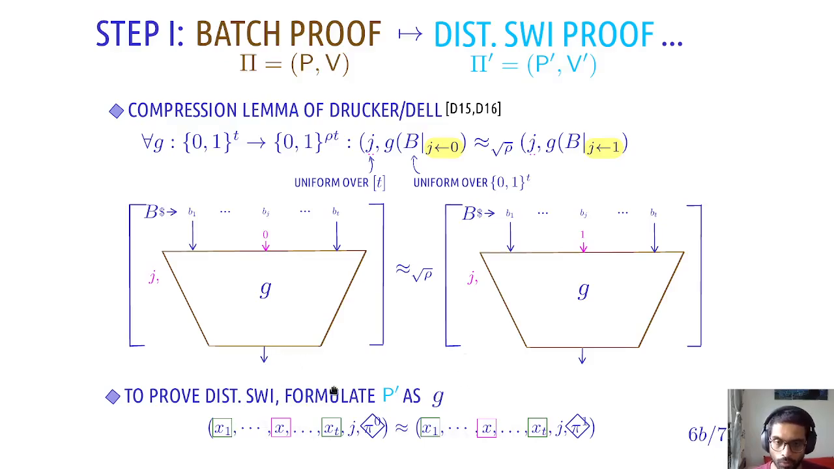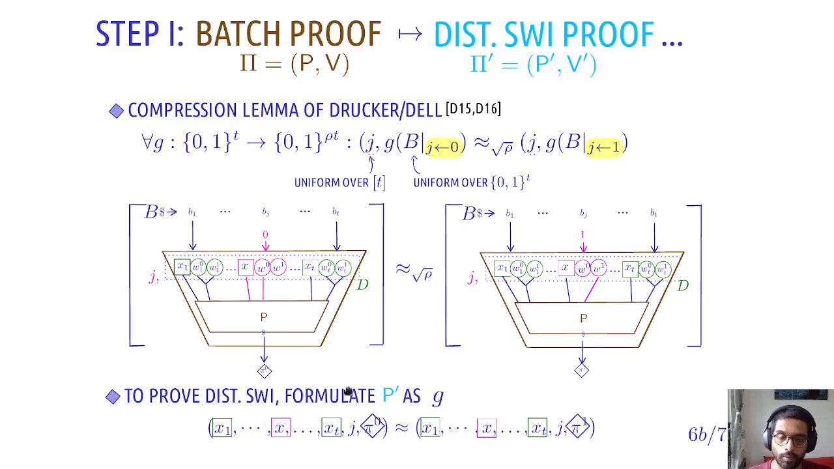And we do this as follows. Recall that the view consists of the instances, the location J, and the proof pi. So this is what the prover P prime sends. To show this, you just need to plug the prover P prime into G. So how do we do this?